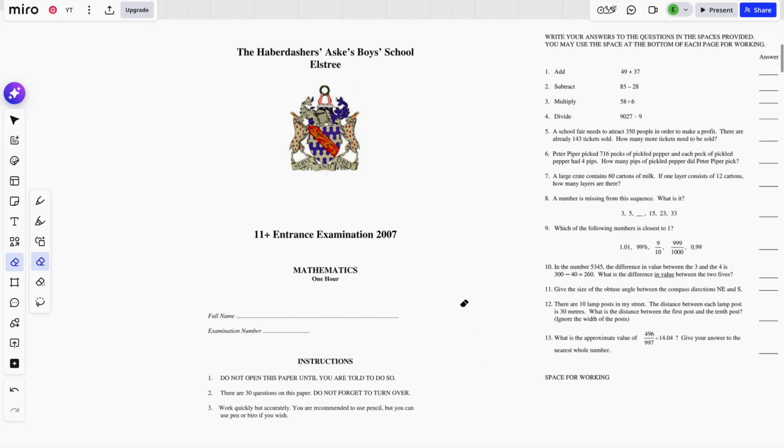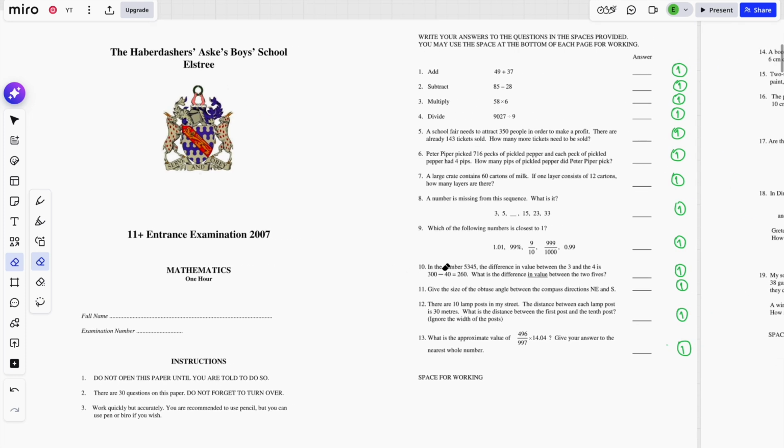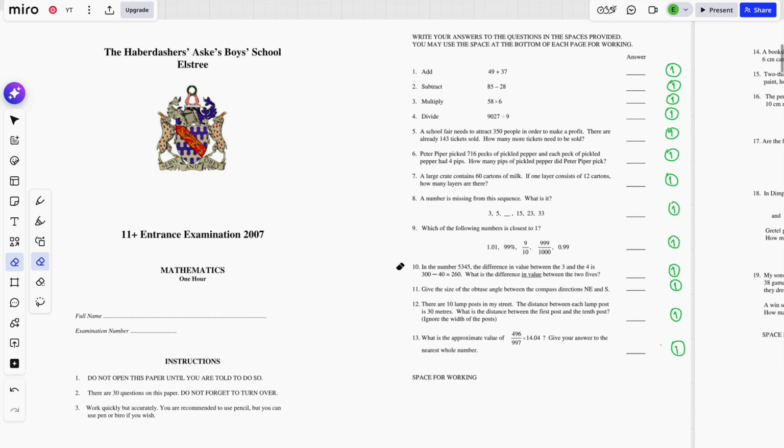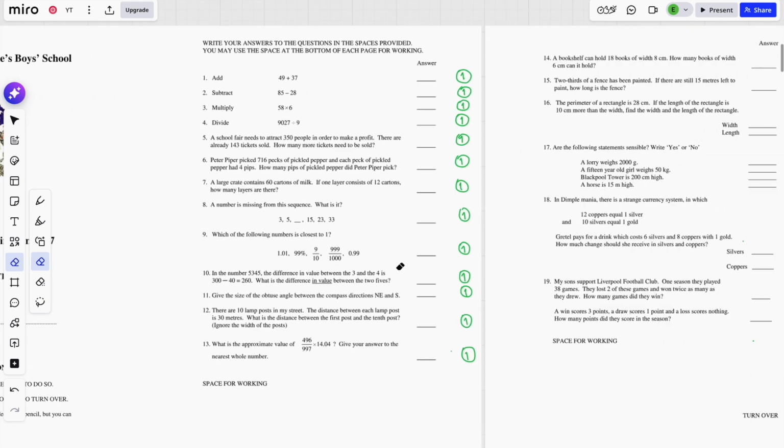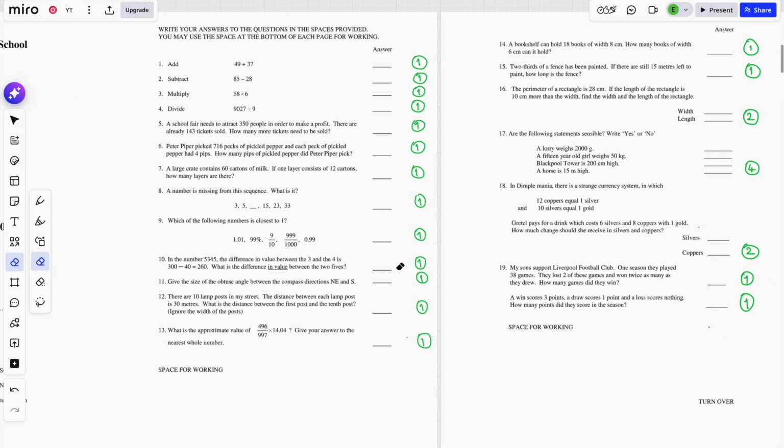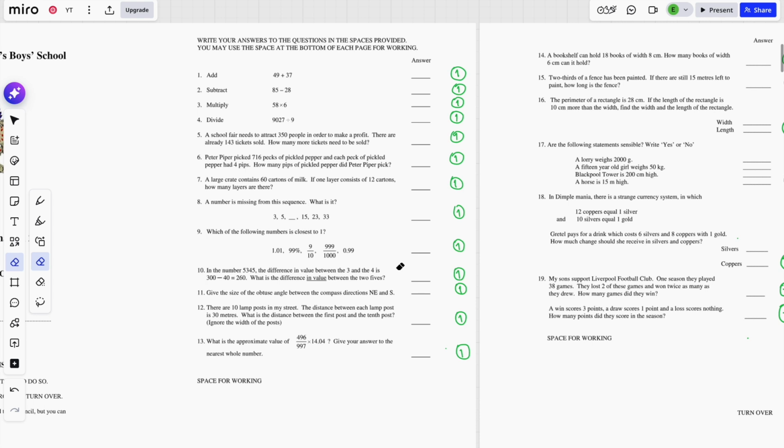Hello, in this video I'll be going through the 2007 Haberdashers 11 Plus Maths paper. I will first just go through the answers, so tell you the answers and tell you how many marks to give each question. It's actually important you understand how an 11 plus paper is marked most of the time, how the marks are assigned. Afterwards, I will go through what I think are the unique or difficult questions in this paper.